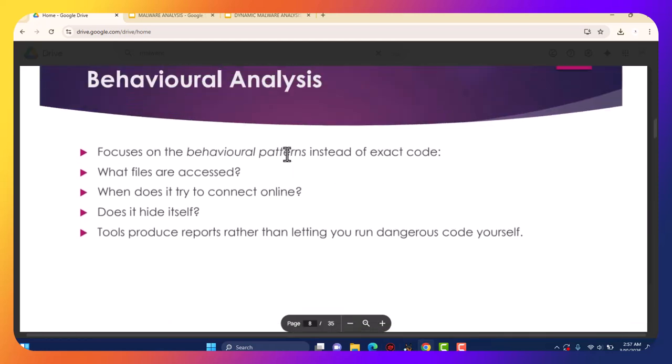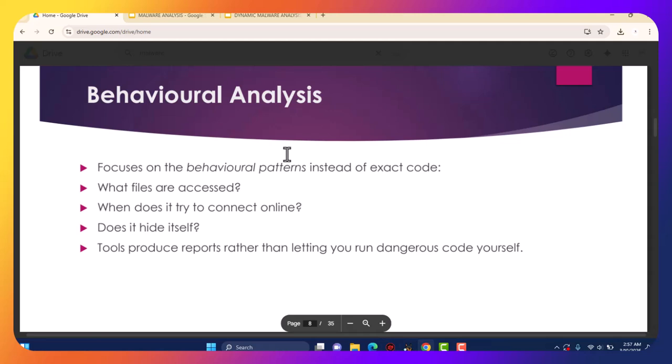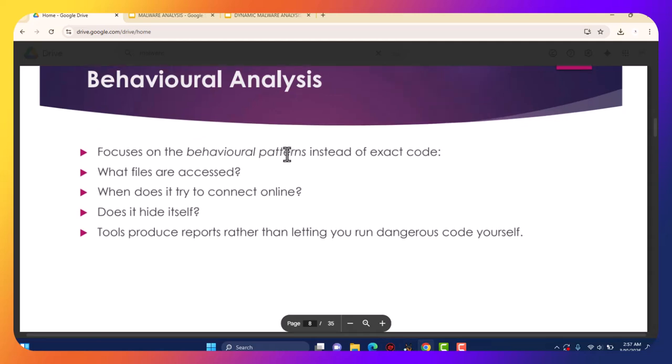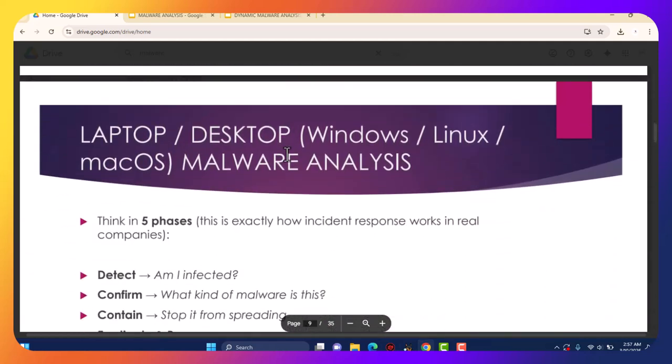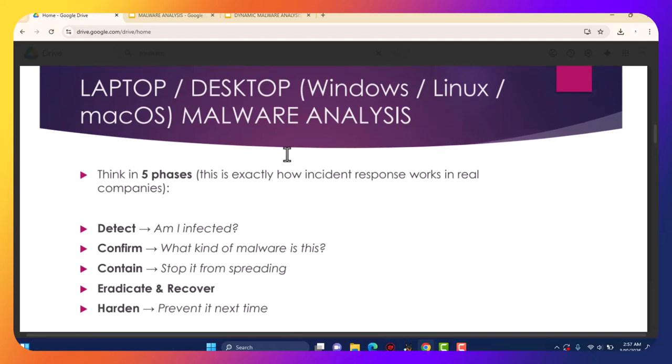Yeah, of a file or of that thing which you have installed or of the payload. So the behavioral patterns of it. So let's look at desktop analysis or computer malware analysis. Let's look at what we should do.